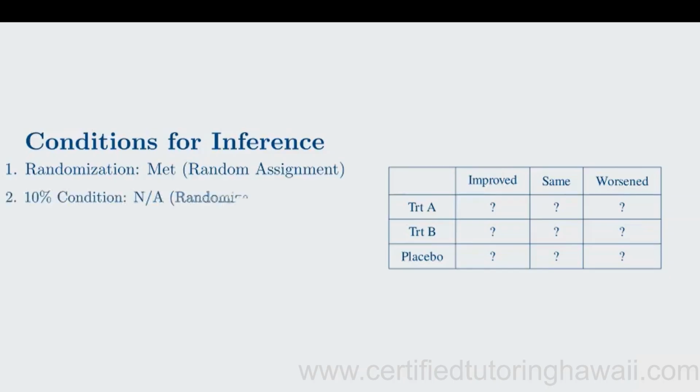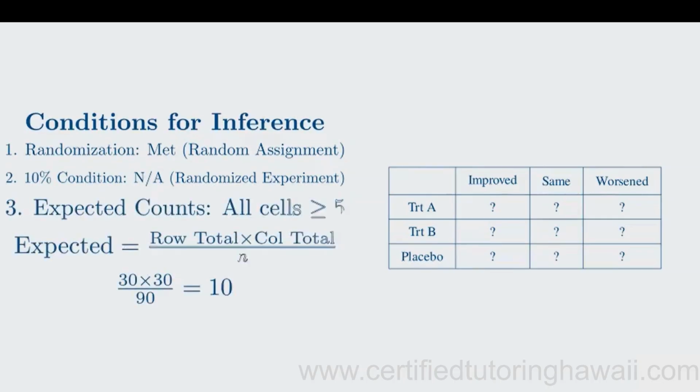2. 10% condition: not necessary. Remember, because this is a randomized experiment and not a sample from a larger population without replacement, the 10% condition does not apply. 3. Expected counts. We must calculate all cells. Since we have 3 rows and 3 columns, there are 9 expected counts to check.